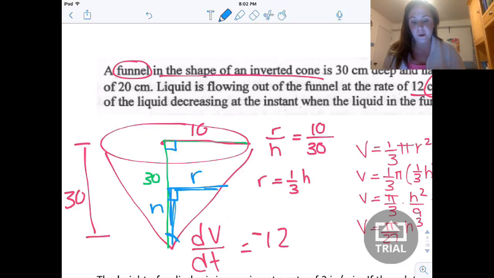So the similarity comes from the proportion, or the proportion comes from the similarity.